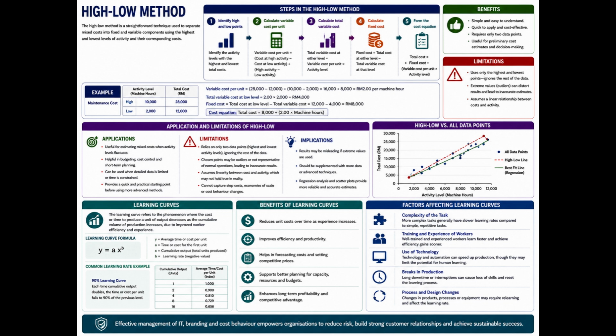The use of technology can either accelerate or hinder learning. For example, automation may reduce the potential for human learning but could still improve efficiency overall. Additionally, breaks in production, such as long downtime periods, can reset the learning process, as workers may need to relearn certain skills after a prolonged absence from the task. Companies should be aware of these variables when forecasting the benefits of the learning curve and apply appropriate adjustments to their cost and resource planning models.